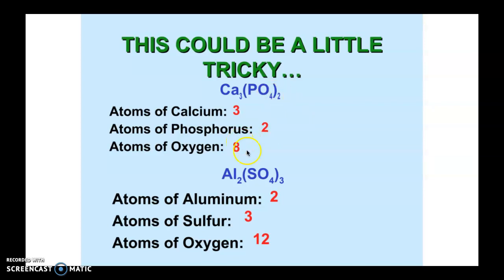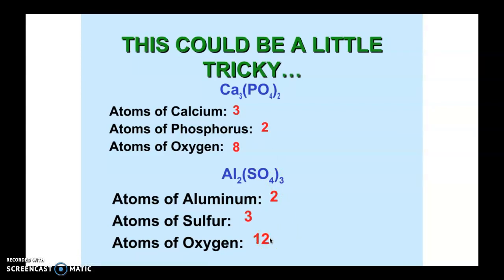Very similar. Aluminum's by itself. It's not in the parentheses. It has a subscript of 2. Carry that down. Sulfur has no subscript, so we're going to multiply everything in these parentheses by 3. So 3 times 1 sulfur gives us 3. And 3 times 4 oxygen gives us 12.